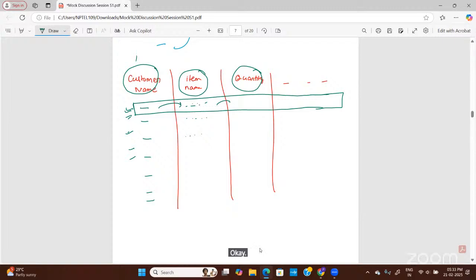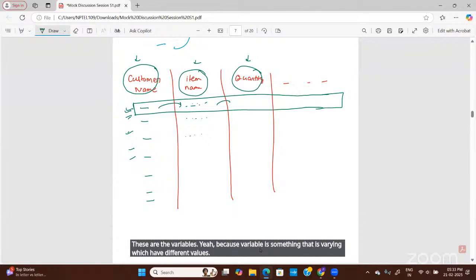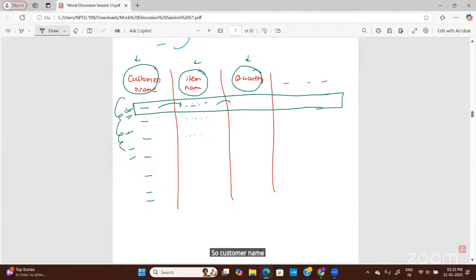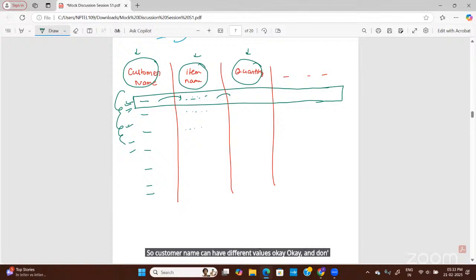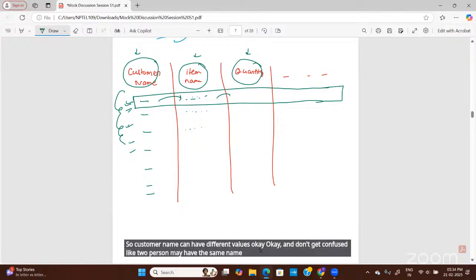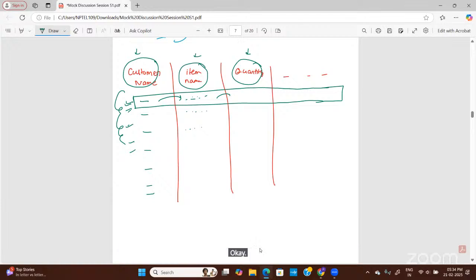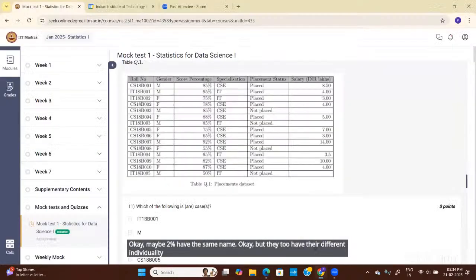The customer name, the item name, and quantity are variables, because a variable is something that is varying, which has different values. So customer name can have different values. Don't get confused: two persons may have the same name, but they are different persons. It doesn't need to be unique. They have their different individuality.